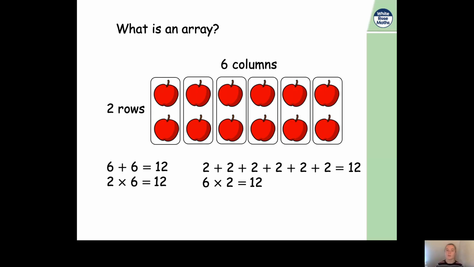Now remember, multiplication is commutative, so we can change the two numbers around and we still get the same answer. So from this array, we have got 2 multiplied by 6, and because it's commutative, we've also got 6 multiplied by 2, which gives us the same answer, 12.